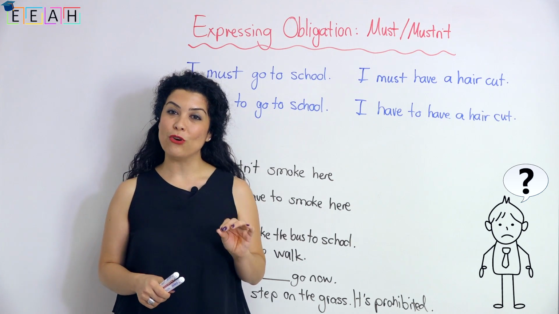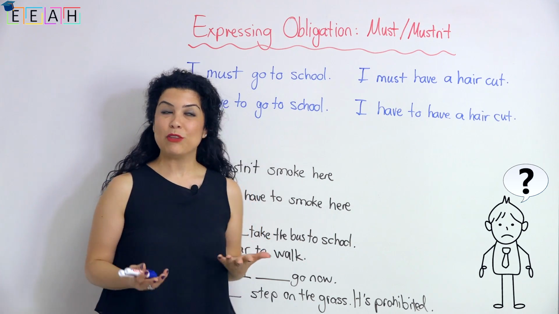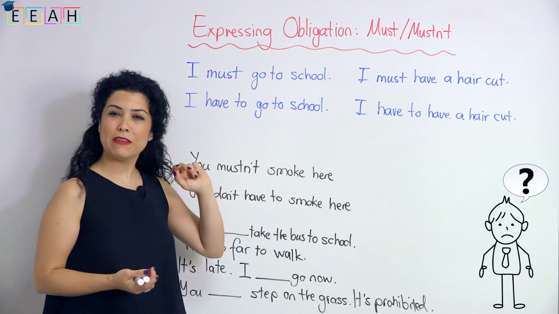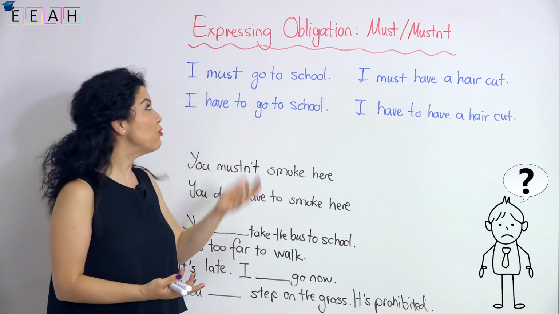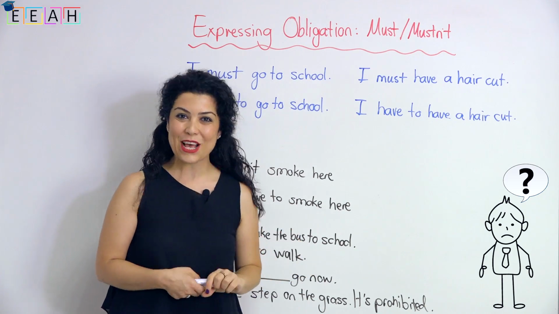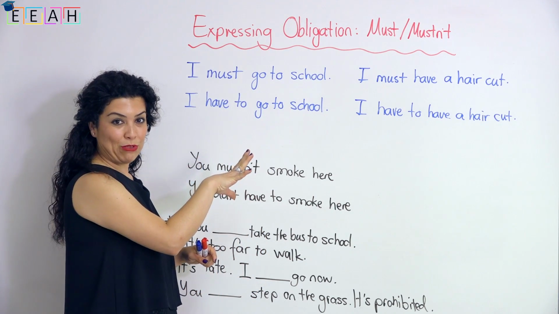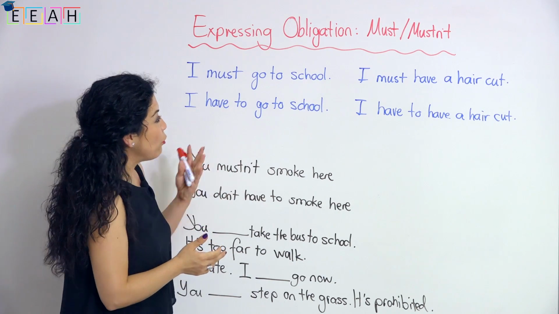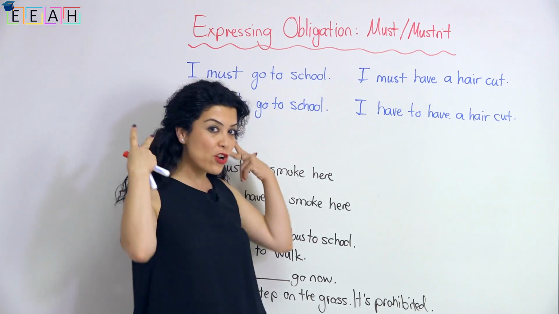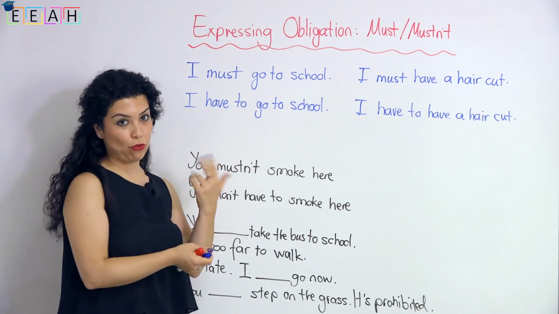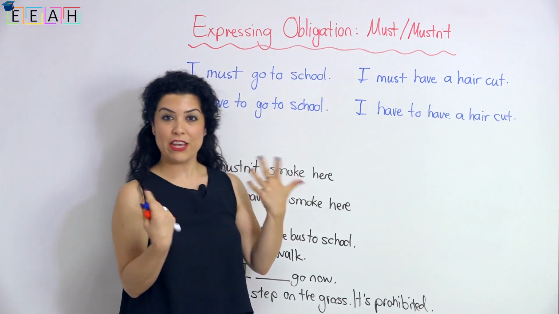He wants to know the difference between have to and must, because they both are used to express obligations. Let's help him. Okay, Alex, don't worry. Let's have a look at these examples and see the difference. I must go to school. I must have a haircut. I have to go to school. I have to have a haircut.